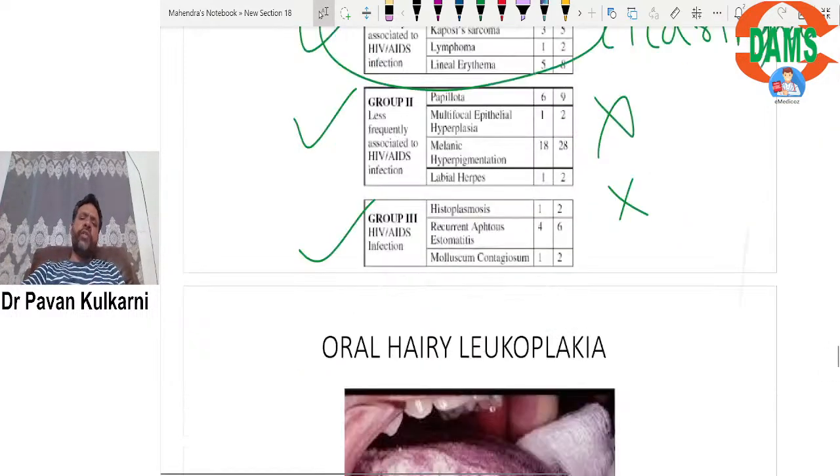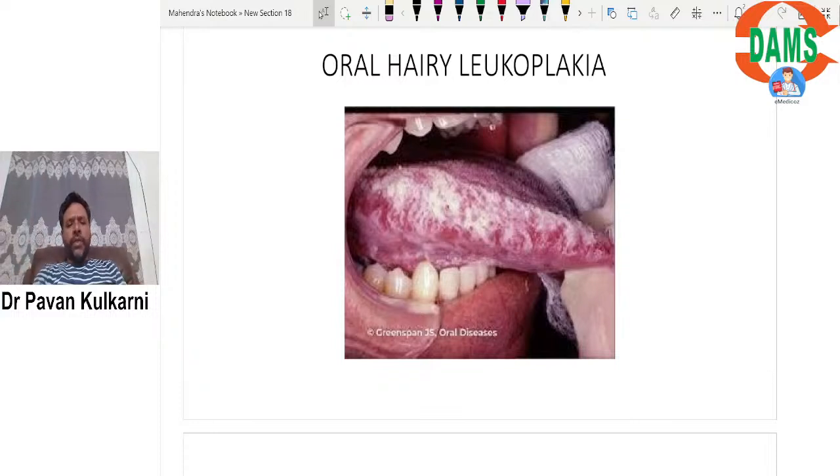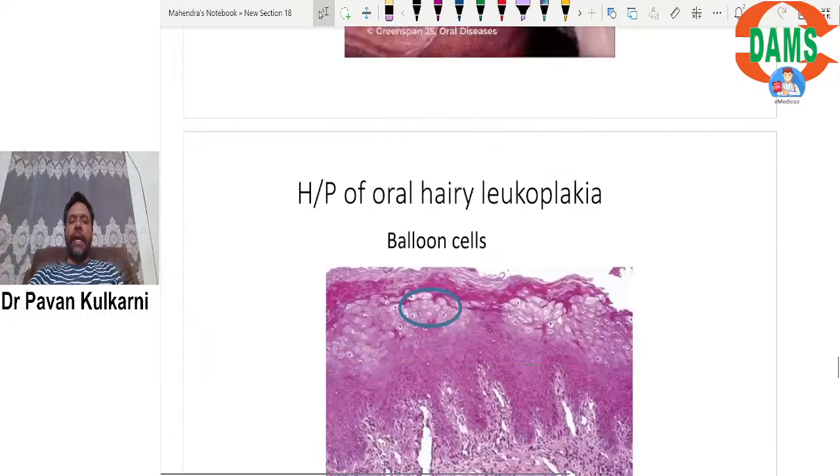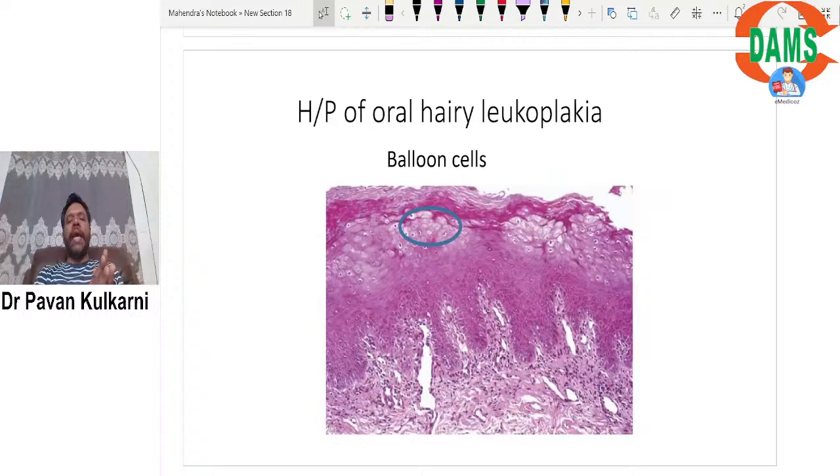Among that, I'm going to discuss one, that is oral hairy leukoplakia. So this I have taken from the textbook called Greenspan's Oral Diseases. This image shows oral hairy leukoplakia, which characteristically shows white lines along the lateral border of the tongue. So if you check the lateral border of the tongue, you will see white striations. That is oral hairy leukoplakia. Here you can expect also a question about the histopathology of oral hairy leukoplakia. What exactly will you see? You will see ballooning cells or balloon cells. I want you to remember this term, balloon cells.